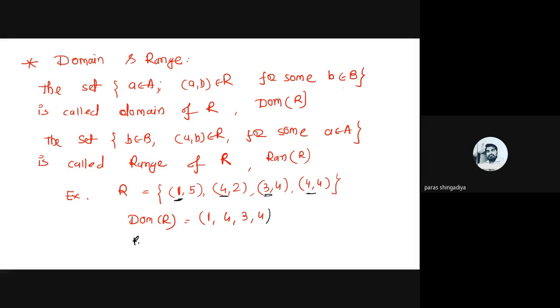Then the range of R, otherwise you can consider it as Rn of R. Range of R means the second entry of each ordered pair. The second entries are 5, then 2, then 4, and then 4. That is called the range of this relation. It is simple: the first entry is called the domain, and the second entry is called the range. So 1, 4, 3, 4 is the domain, and 5, 2, 4, 4 is the range. Clear? That is one simple example.